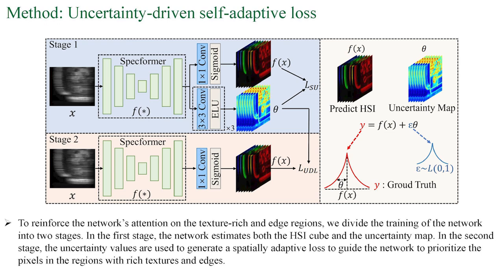As shown in the figure, we divide the training of the network into two stages. In the first stage, the network estimates both the HSI cube and the uncertainty map. In the second stage, the uncertainty values are used to generate a spatially adaptive loss to guide the network to prioritize the pixels in the regions with rich textures and edges.